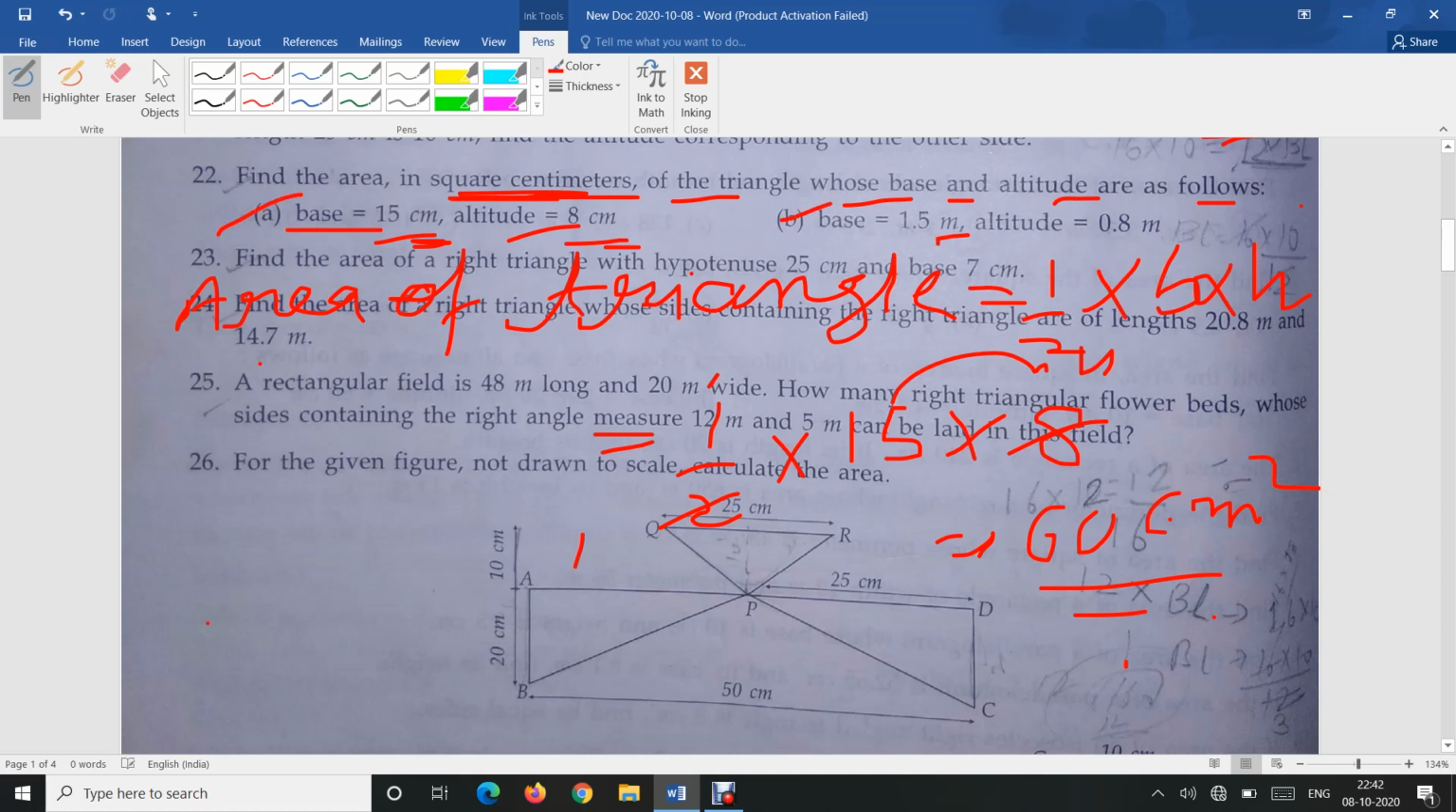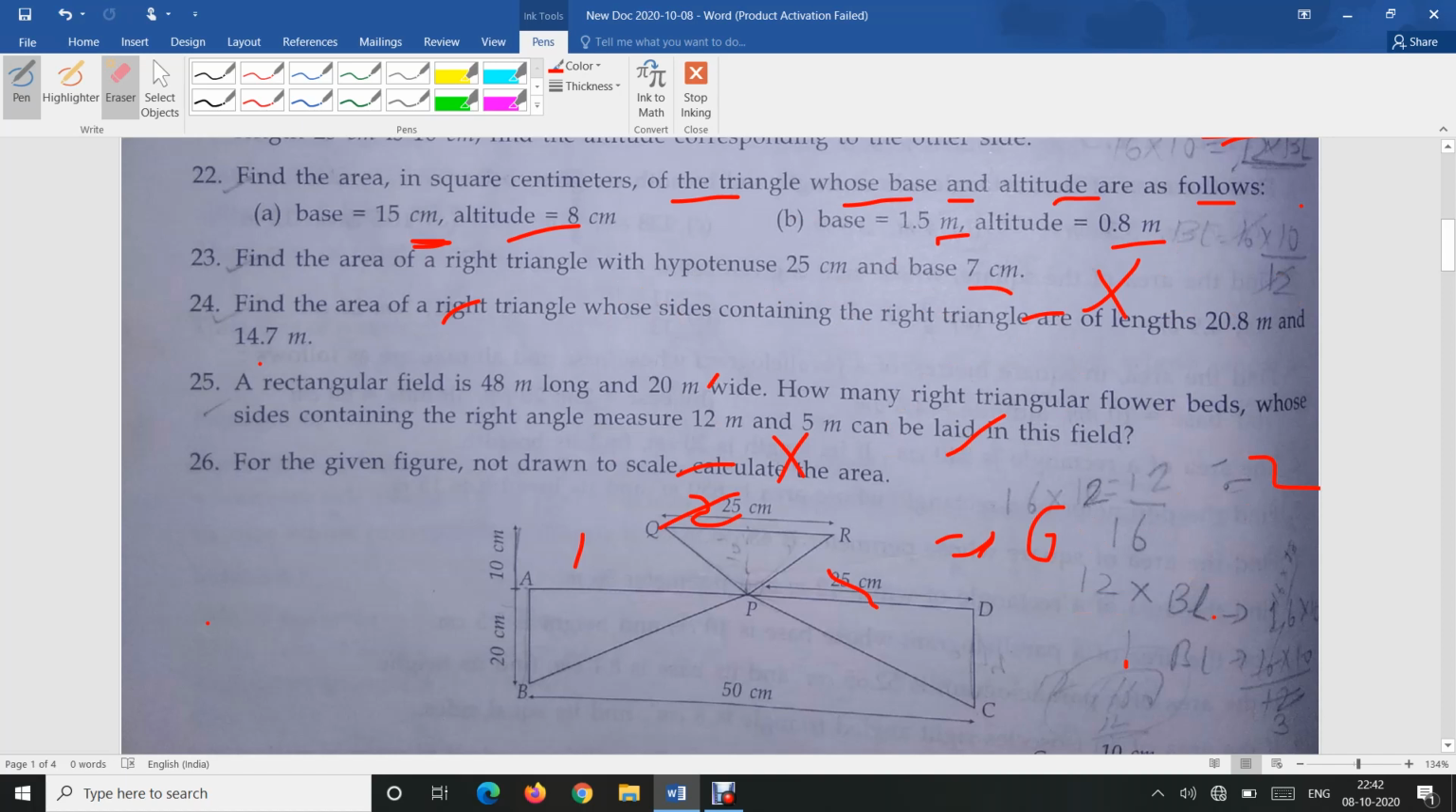In the second case it is in meter, so first of all you have to convert it into centimeter. After that you can apply the same formula, and after putting the values you will get the answer. So let us try the second part of question number 22. Now let us move towards the next question, which is question number 23.